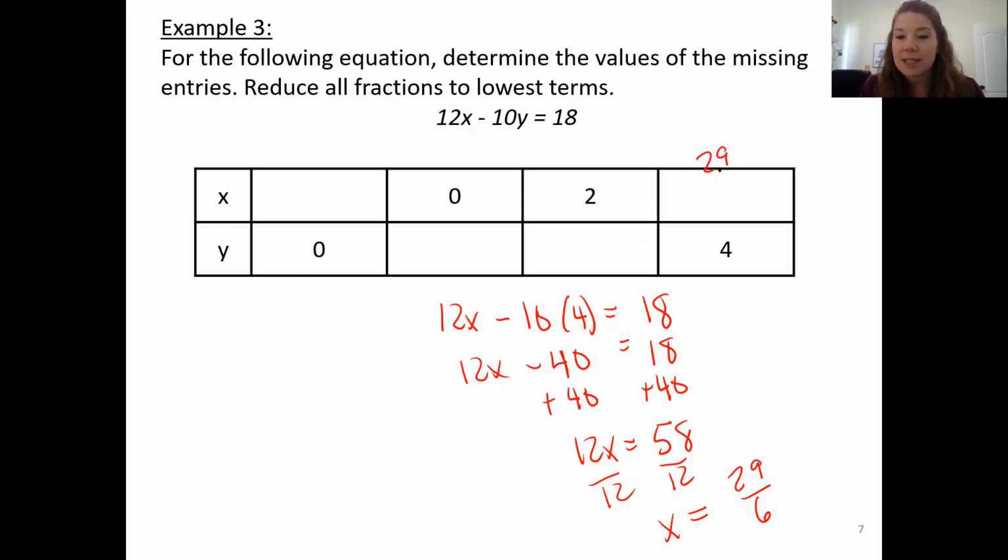And the answer, I believe, is 29/6, unless I did that wrong. But I think that's right. Let me know if I'm wrong.